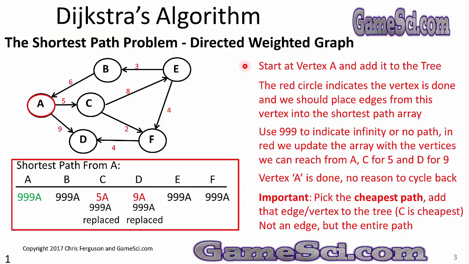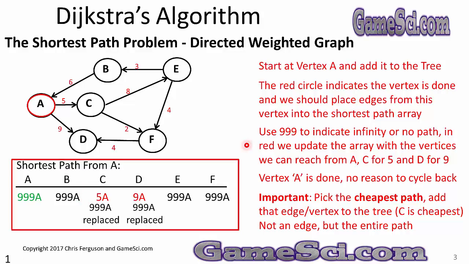Start at vertex A and add it to the tree. The red circle indicates this vertex A is done, and we should place edges from this vertex into the shortest path array. In the array, let's use 999 to indicate infinity or no path. Currently, we do not have a path to E, so we list it as 999. Currently, we do not have a path to B, so we list it as 999.